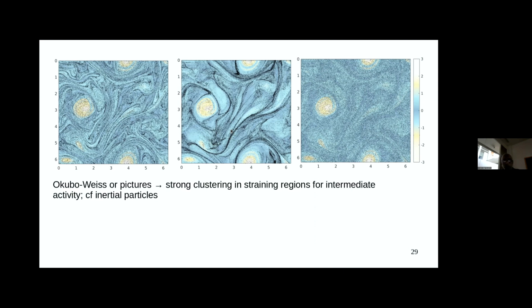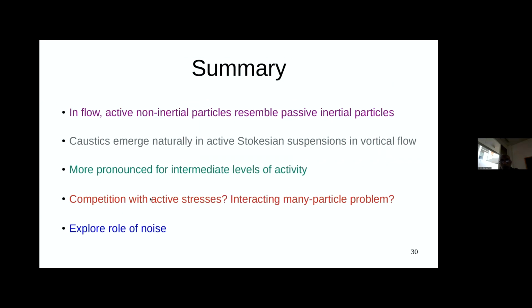Yeah, as I feared, I finished way too soon. Strong clustering in straining regions for intermediate activity. Okay, I'm afraid I've talked too fast or said too little. But anyway, the summary is that in flow, active non-inertial particles resemble passive inertial particles. Caustics emerge naturally in these active Stokesian suspensions in vortical flow. They're more pronounced at a sweet spot level of activity.